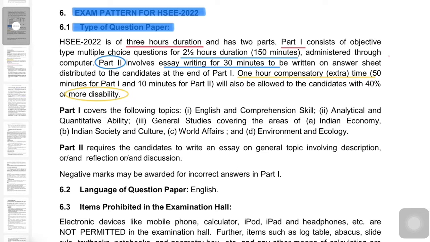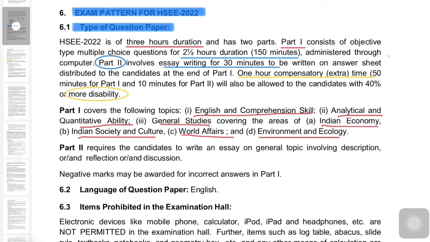The first one is English and comprehension skills. Next is analytical and quantitative ability, and the third one is general studies. In the third part, you will get 4 sections. The first one is Indian economy, second is Indian society and culture, which is, in other words, sociology and history. Next one is world affairs, and at last, the fourth part is the environment and ecology section.